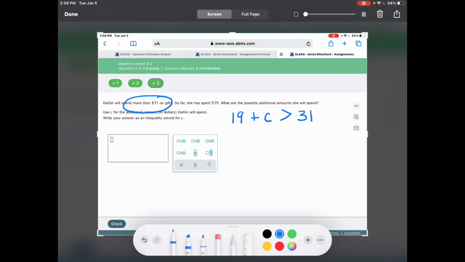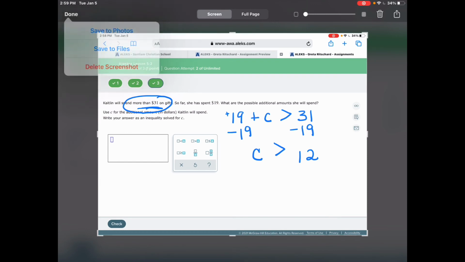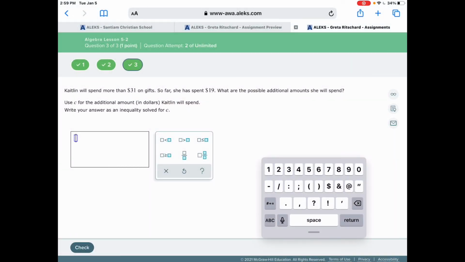And then when I solve this, this is addition, so I'm going to subtract, or rather you should think about this, positive, negative. I'm going to subtract 19 on both sides. We'll end up with C greater than 12, right? C is greater than $12. So as long as she spends more than $12, she will spend more than 31 on gifts. So C is greater than 12.